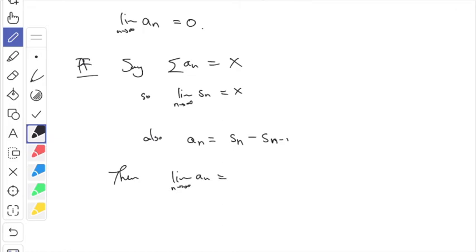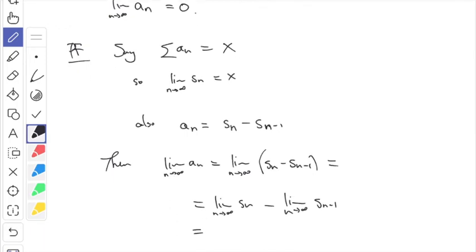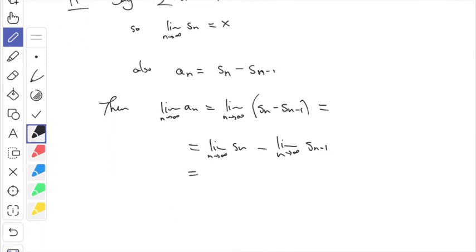All right? But anyway, if you believe that, then you can immediately say the limit as n goes to infinity of an is the same as the limit as n goes to infinity of Sn minus Sn minus 1. But by our limit rules, you can take the limit of each part separately. This is equal to the limit of Sn minus the limit of Sn minus 1. The limit of Sn means what does Sn approach? Well, it is x, right?